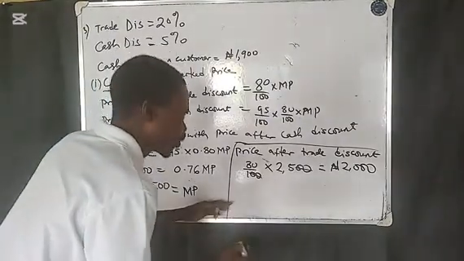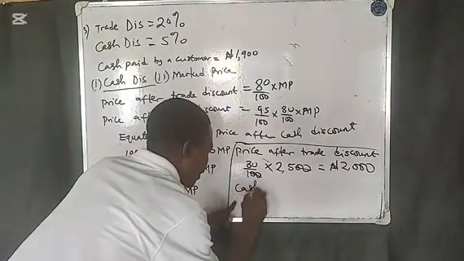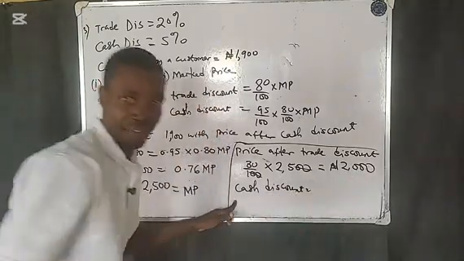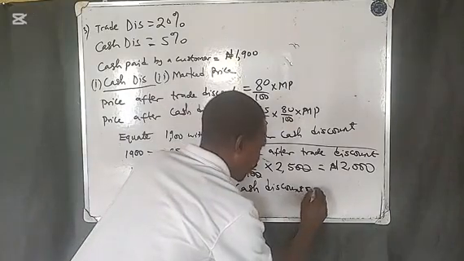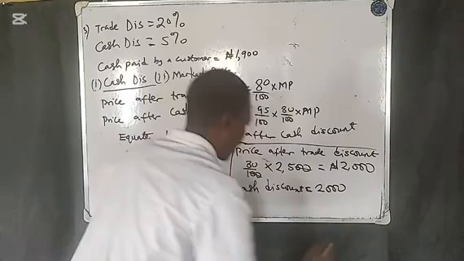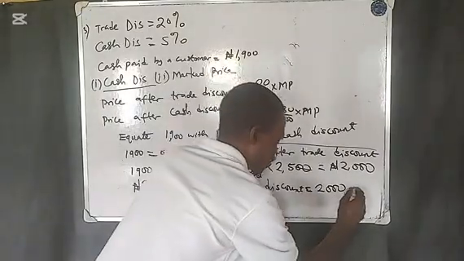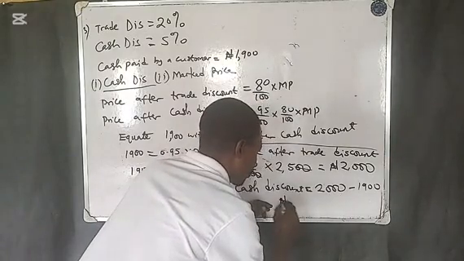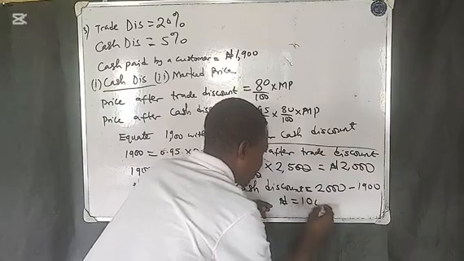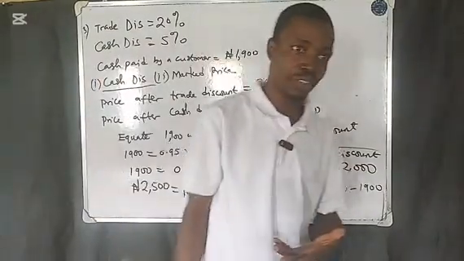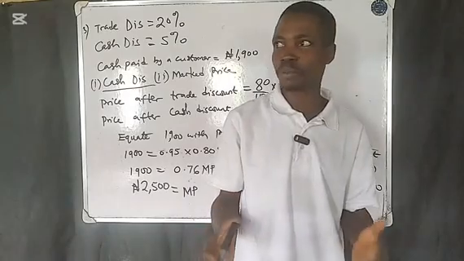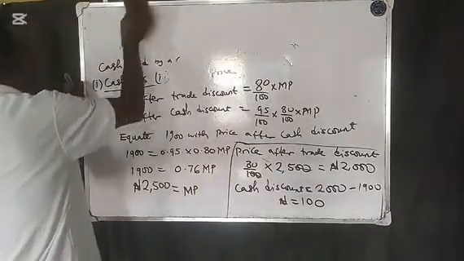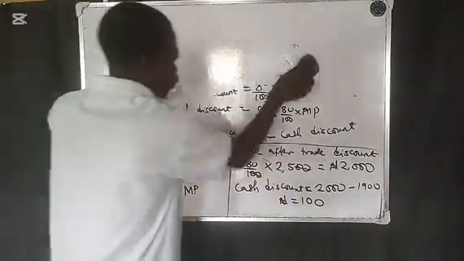Okay? So we write cash discount, because after the trade discount we are having this, right? We have 2,000 after the trade discount, abi? So minus the amount he paid. He paid what? So cash discount now is equal to 100 naira. Can you see the question is not too difficult, right? So we are moving from simple to complex. Let's move to the next one. We have 4 questions to go.